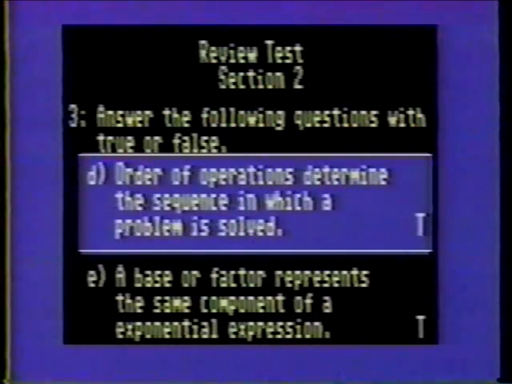3D. Order of operations determines the sequence in which a problem is solved. That is true. It determines the proper sequence a problem must be solved in order to obtain the correct result.